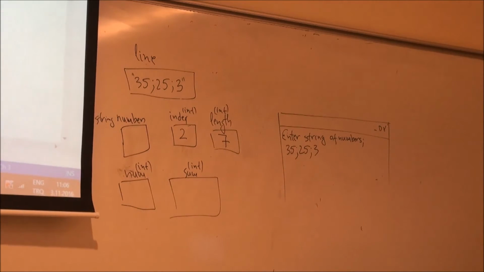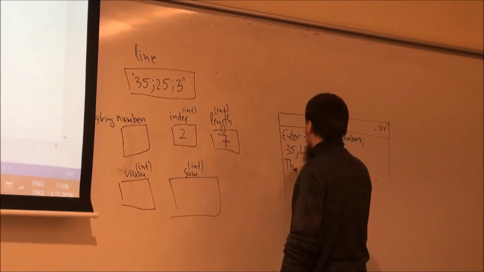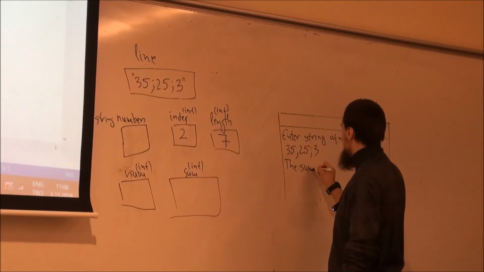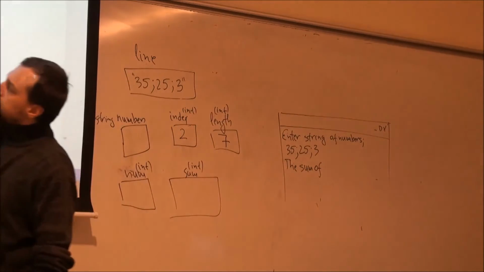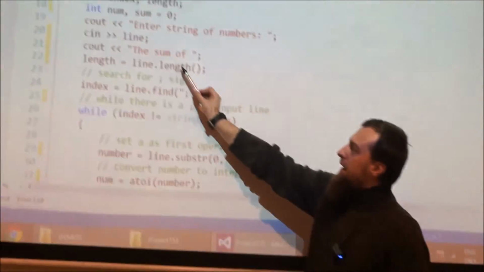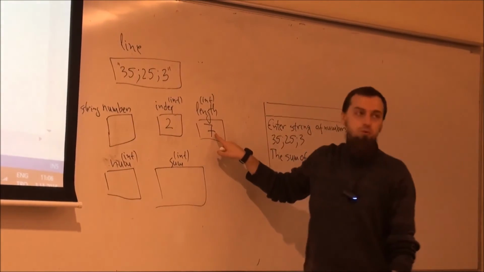This is done with this line here. Now I'm printing the sum of... Now I'm taking the length, line.length. The length of this guy is 7. We put it here.